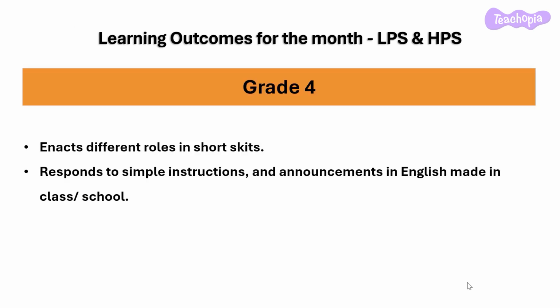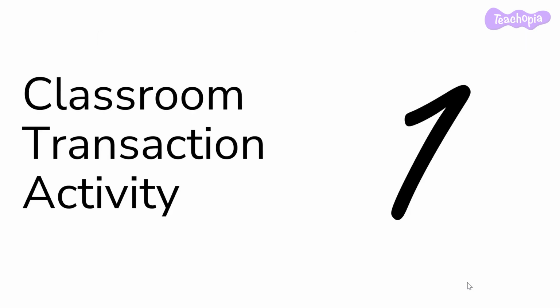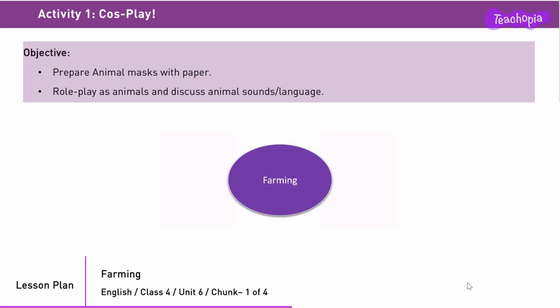The learning outcomes for grade 4 are to enact different roles in short skits, and respond to simple instructions and announcements in English made in class or school. We will be having a classroom transaction activity 1. Activity 1 is based on the learning objective: prepare animal masks with paper. Role play as animals and discuss animal sounds or language.